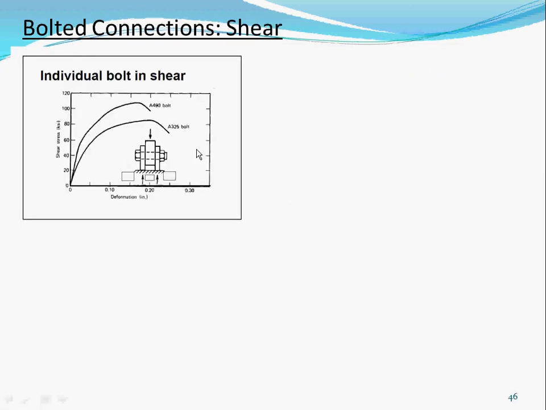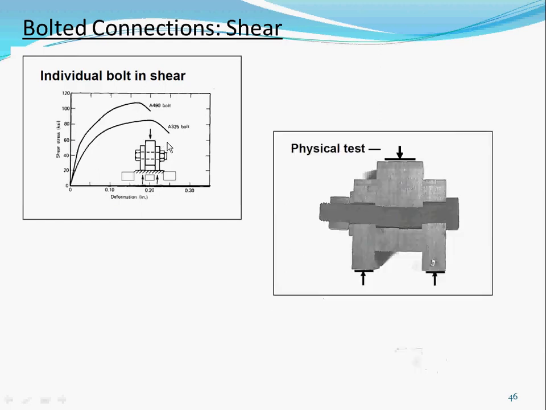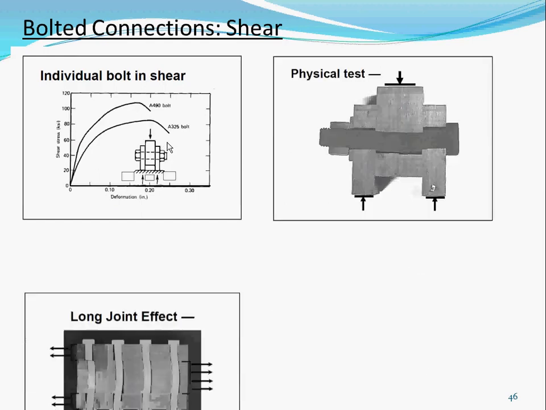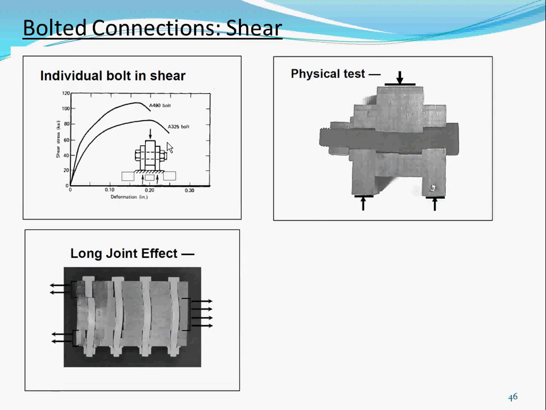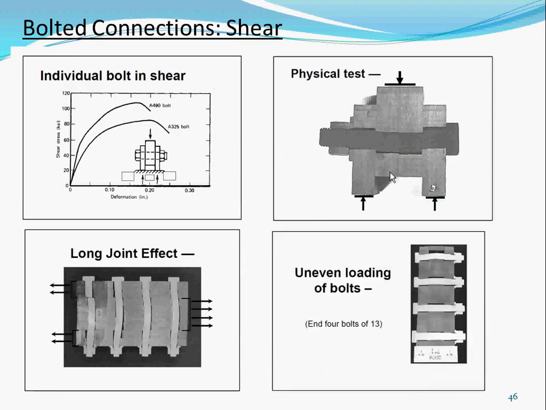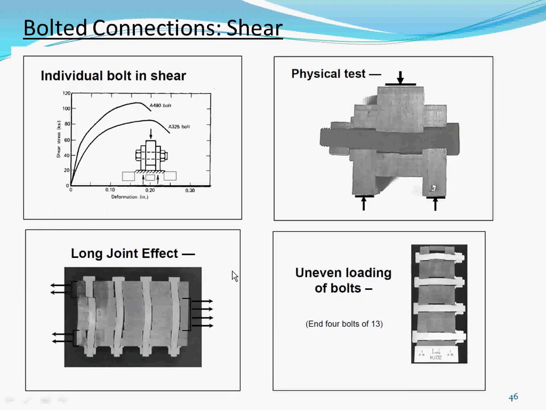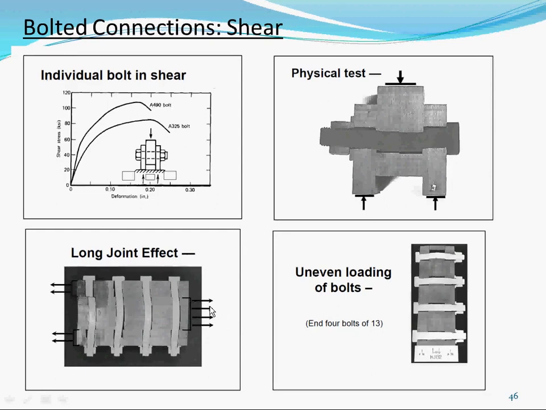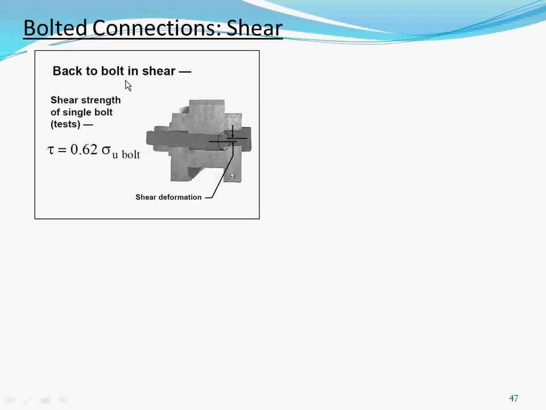Okay, so here the differences between the two types, again, individual physical tests, long joints, uneven bolt. So in addition to your geometry, the bolt failure, the longer the joints are, the stress distribution between the bolts is also different, and so you have to multiply the longer joints by some sort of factor to reduce their capacity. So for the bolts in shear, that's just the shear stress times the bolt area. So that's your shear deformation.